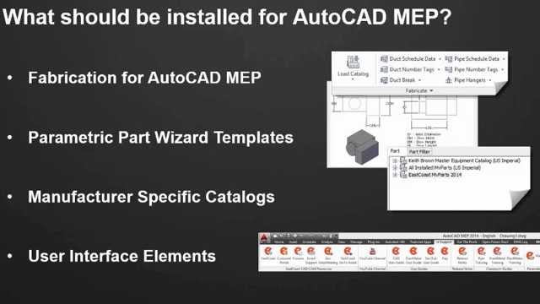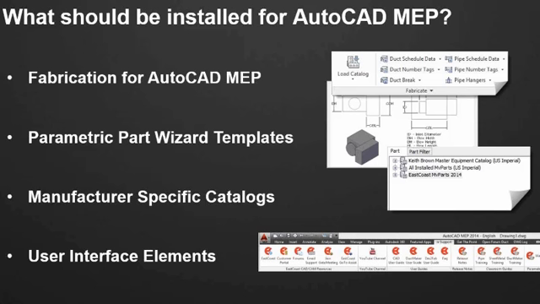The second of which is the Parametric Part Wizard templates. In order to double check and see if that has been installed, on the Home tab of the ribbon on the far left there is a drop down which you can choose the Parametric Part Wizard. If you choose that and drop down and look at some of the VAV boxes, you'll see the EastCoast in the name.